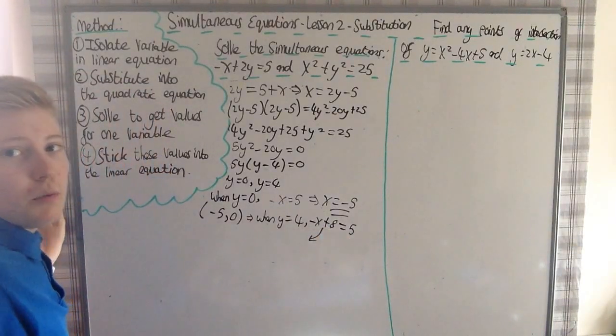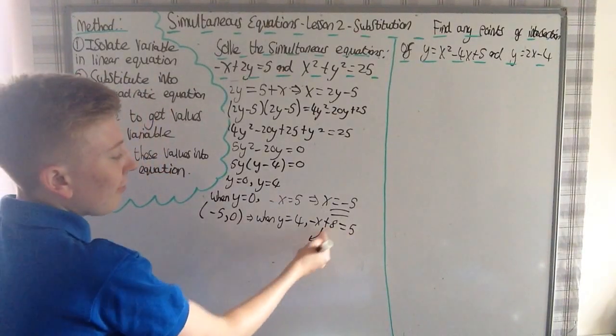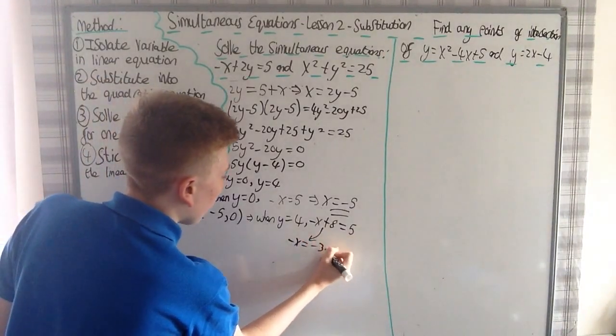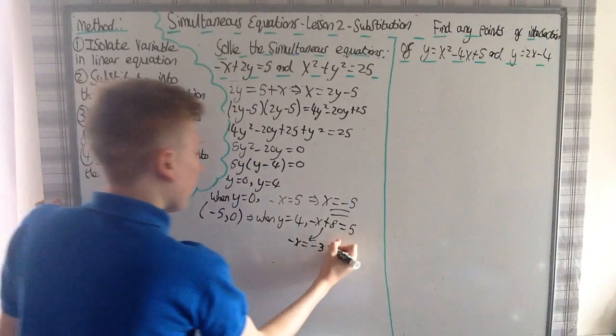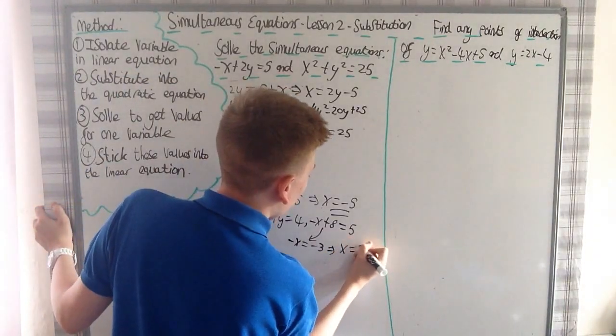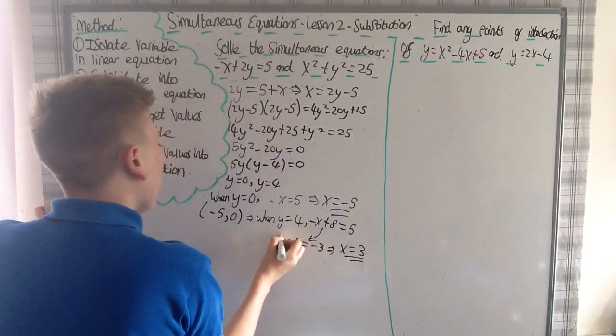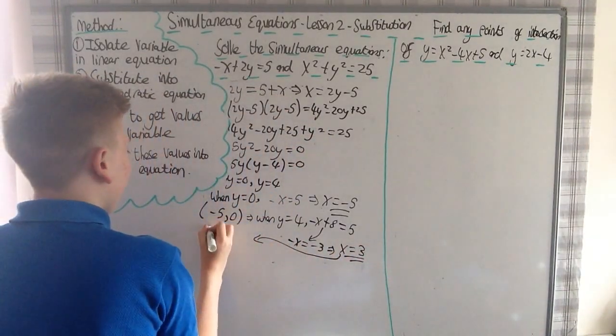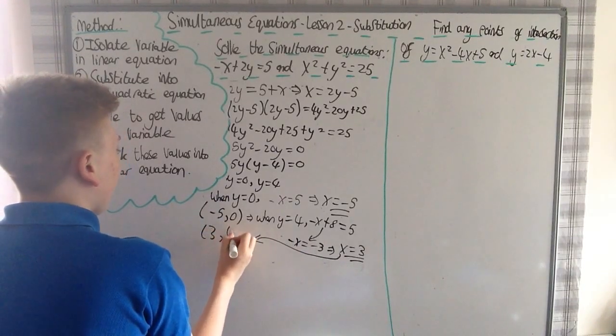So 5 minus 8 will give us minus x equals 5 minus 8, which is minus 3. So we get minus x equals minus 3. If minus x is minus 3, then x is just positive 3. And now the coordinate associated with this would be 3 as our x value and 4 as our y value.